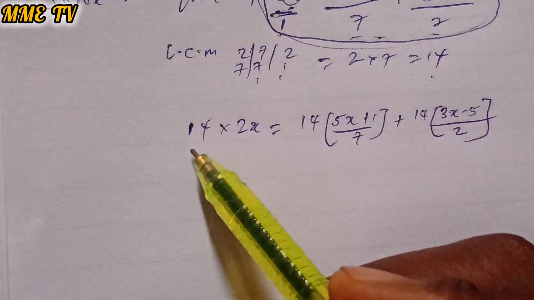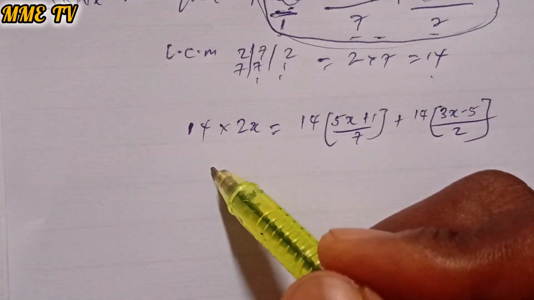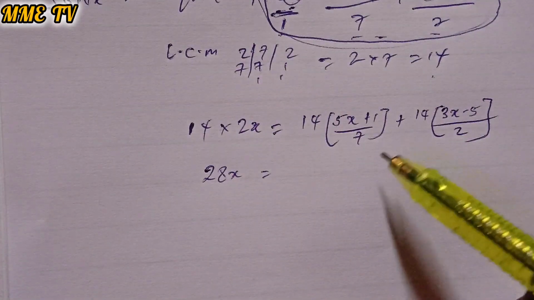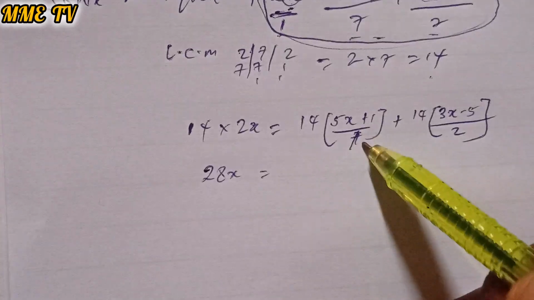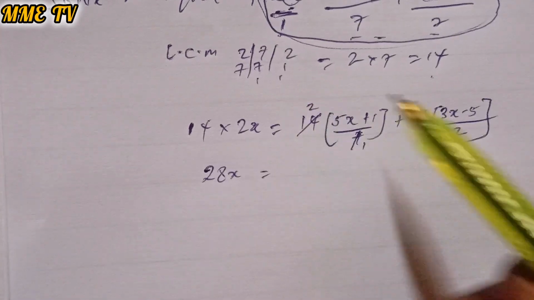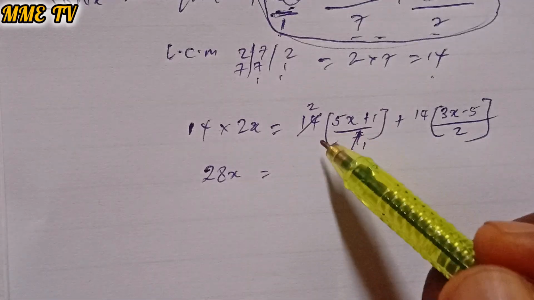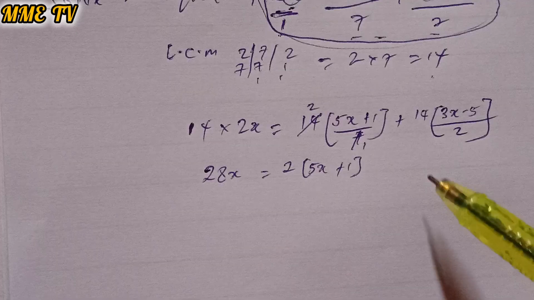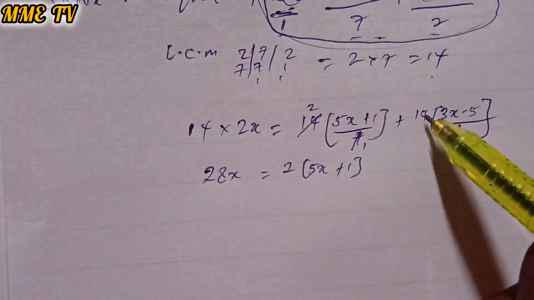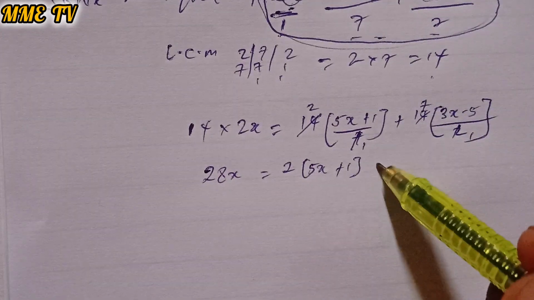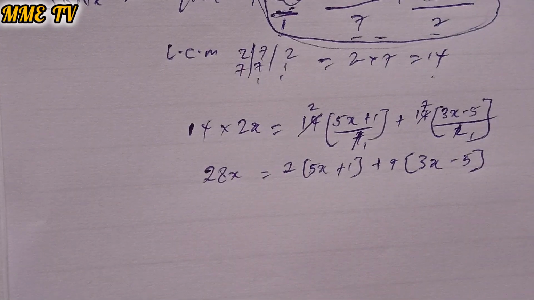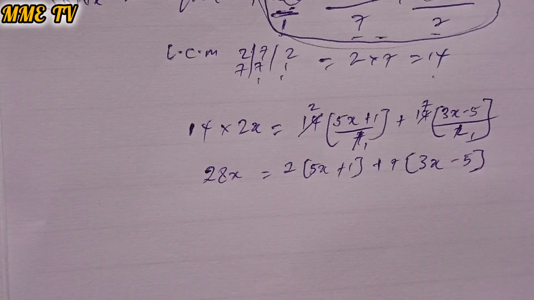Now, this 14 multiplied by 2x is going to give us 28x is equal to. Then at this point, I will use 7 to cancel itself, 7 to cancel 14 to give me 2. So now, on the right, I'll be having 2 bracket 5x plus 1. Now this 2 here can cancel itself to divide 14 to give us 7. So I'll be having plus 7 bracket 3x minus 5. I hope you're following my instruction and how I'm simplifying this, right?